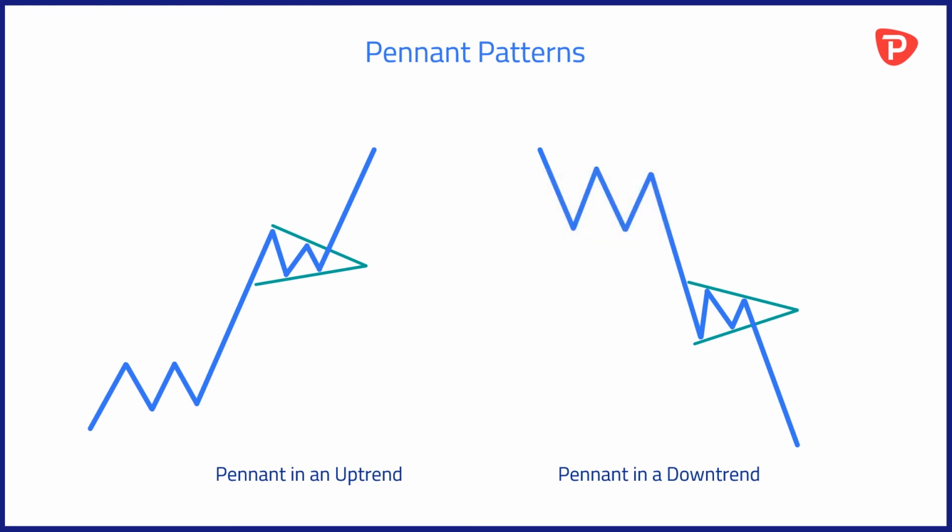Price then begins to consolidate in a similar way to the pennant in an uptrend, again making lower peaks and higher troughs inside the pennant. When the balance of buying and selling is complete, price continues on its downward advance by breaking through the bottom of the pennant and moving on to make new lows.